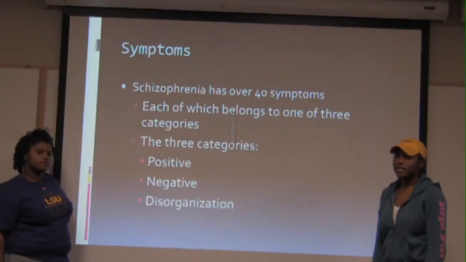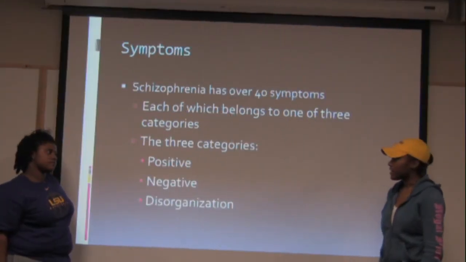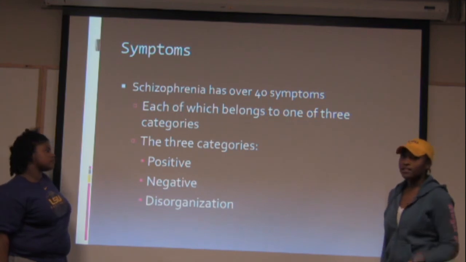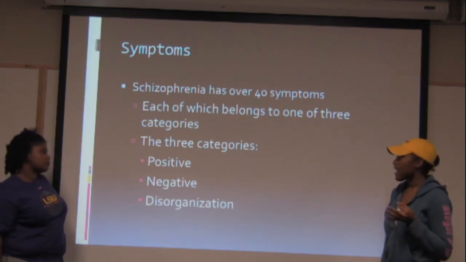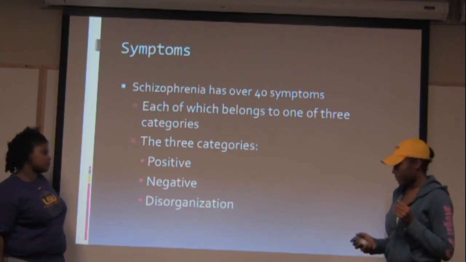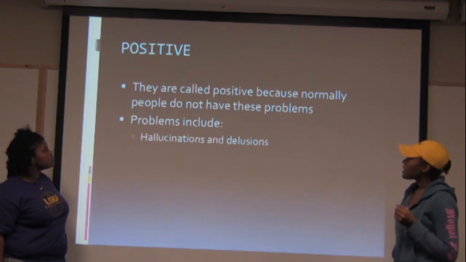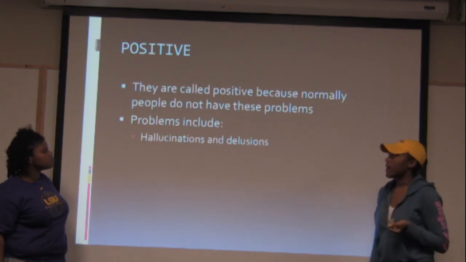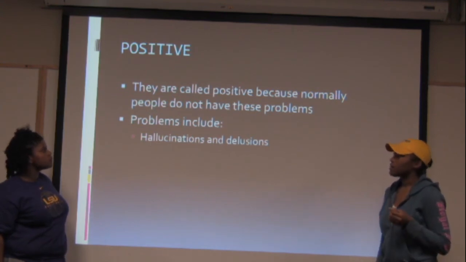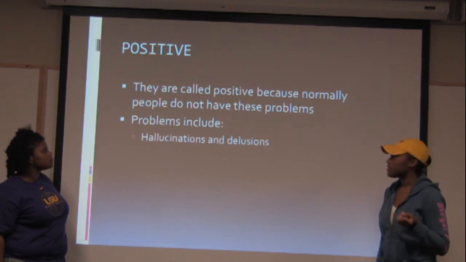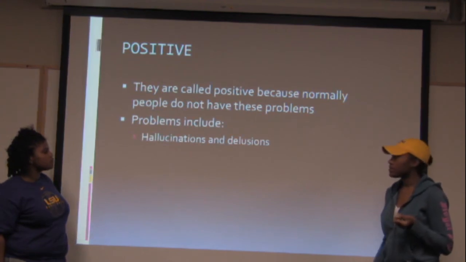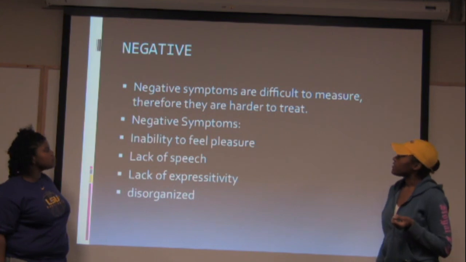There are 40 different symptoms in schizophrenia, and they are categorized in 3 different categories. The categories are positive, negative, and disorganized. The positive symptoms are called positive because normally people don't have these problems. Some positive symptoms include hallucinations and delusions. Negative symptoms are the difficult ones to measure, therefore they are harder to treat.